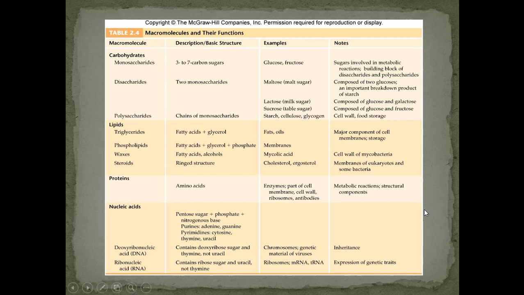These are some of the different types of carbohydrates, lipids, proteins, and nucleic acids for your reference, and what they're sort of important for.